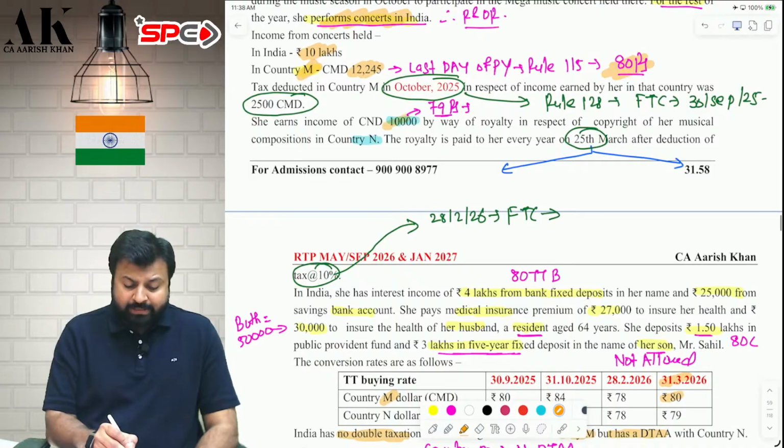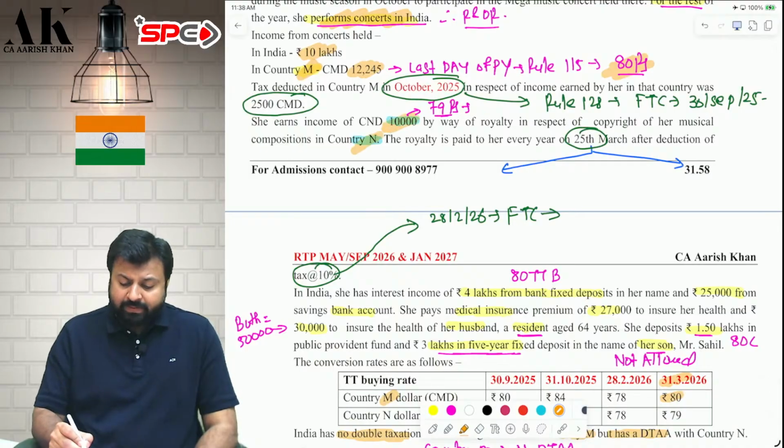Then she also earns 10,000 rupees from country N, which is with respect to what? Which is with respect to, again, copyright.